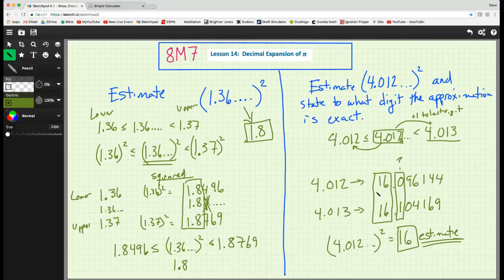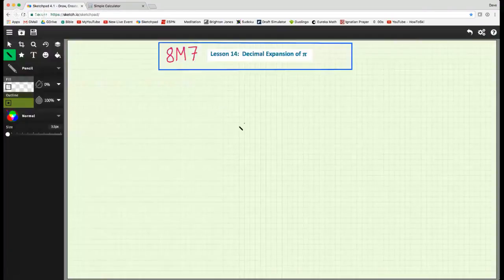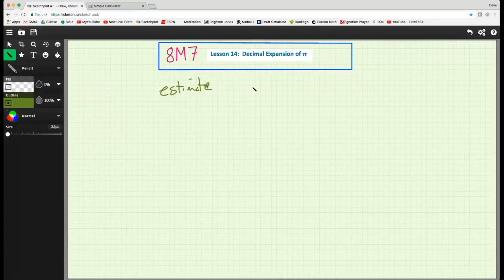Okay. Let's just do one more of these, and I'll come back to that next page. So let's estimate and figure out how many digits I can take it out to for 2.56924 dot dot dot squared. Well, I need to find my upper and lower bounds.